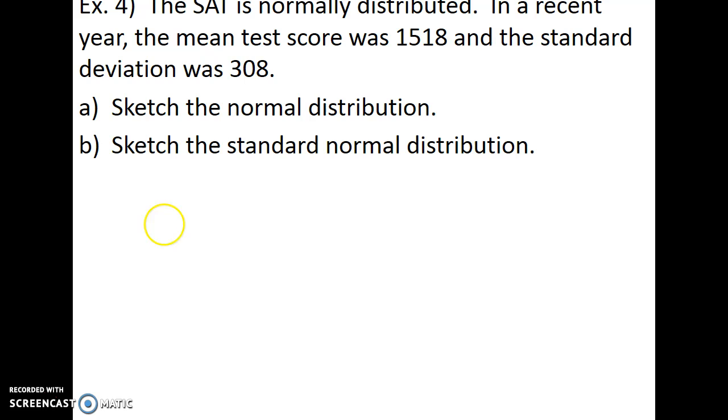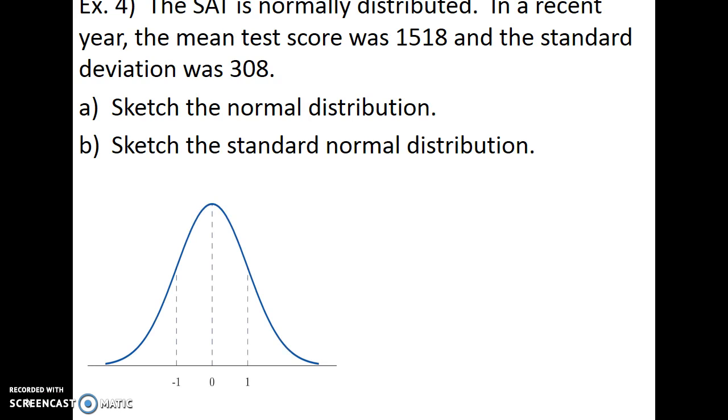So now, when you get scenarios like this, we're going to get a scenario that can match this. The SAT is normally distributed. In a recent year, the mean was 1518, the standard deviation was 308. So if I sketch this, that's the standard normal distribution.